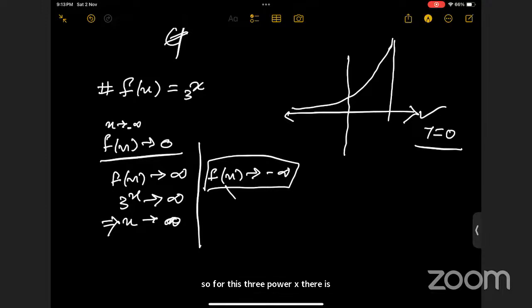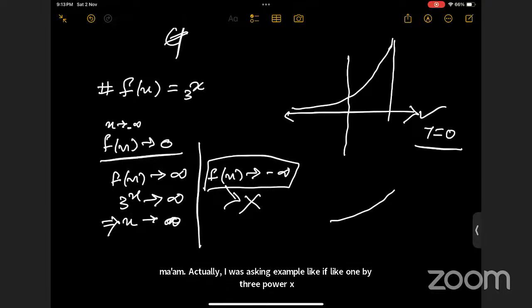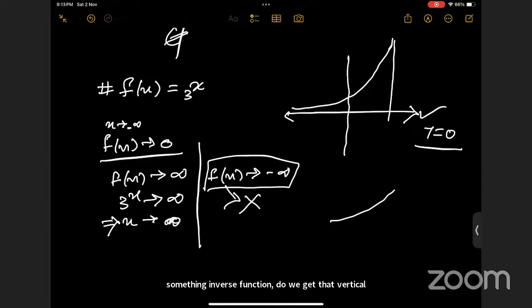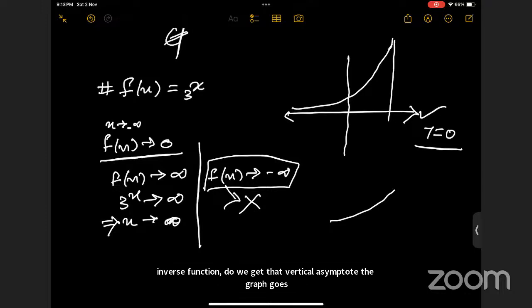There is no vertical asymptote. Yes, ma'am. So I'm asking, for example, if we have 1 by 3 power x or something, and take its inverse function, do we get that vertical asymptote? The graph goes the other way. Yeah, so this will be just the opposite.